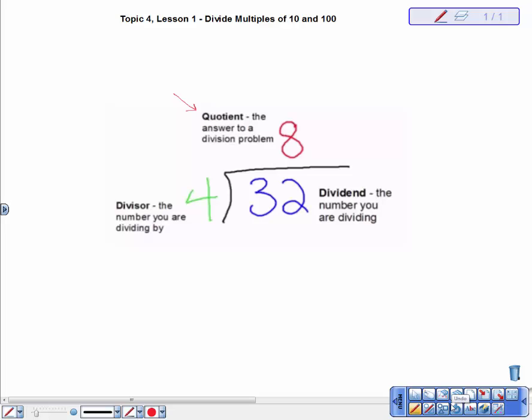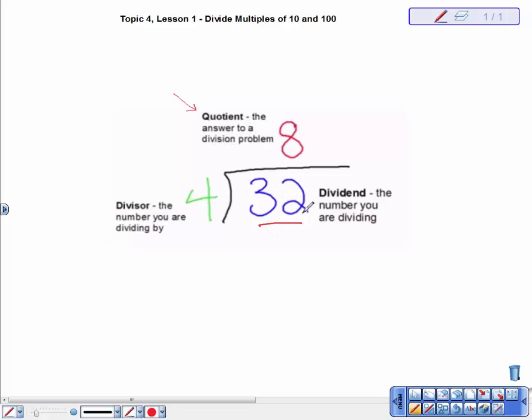The next word that we have are the numbers that we're dividing by and the numbers that are being divided. I like to call this little thing right here, the little division symbol, the doghouse. So when you're working with the doghouse, when you're dividing, you're going to have three different numbers. You're going to have the first number inside the doghouse. That's the big number that is being divided. When we're dividing, we start with a big number and we're breaking it down into smaller numbers. We're breaking it down into smaller groups.